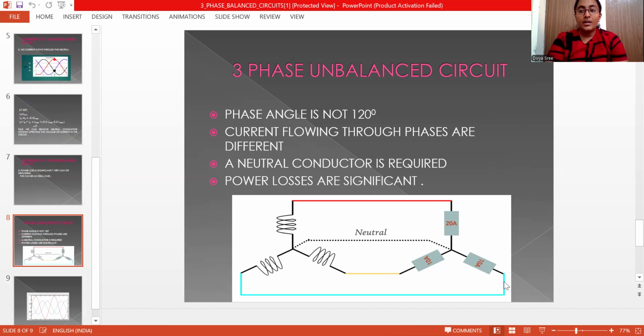So to wind up, let us summarize what we have learned in this topic. We have learned what a three-phase system is. We have learned how balanced and unbalanced circuits are differentiated, that is, through the type of load. And we have learned a few properties of balanced and unbalanced circuits.